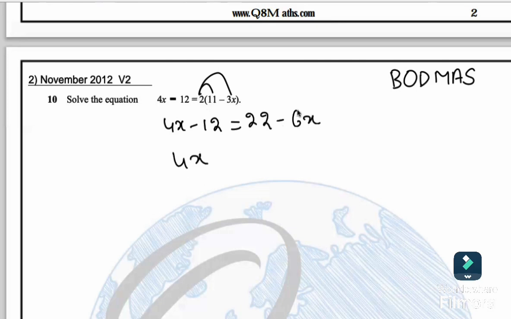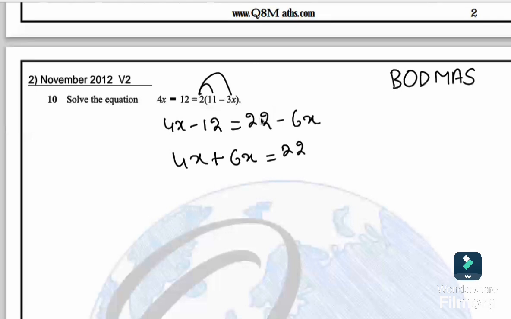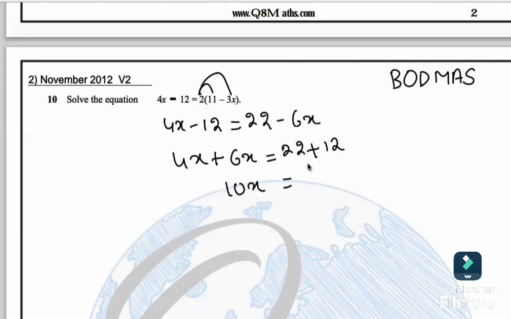Therefore, 4x minus 6x, I will combine the like terms now. So the minus 6x on the right hand side will go to the left hand side by changing the sign as plus, and 22 is already on the right hand side, so I don't have to change the sign. Minus 12 will go to the right hand side as positive 12. Therefore, 10x is equal to 22 plus 12, which is going to be 34. So if I divide by 10 on both sides, I'm going to get x is equal to 3.4.